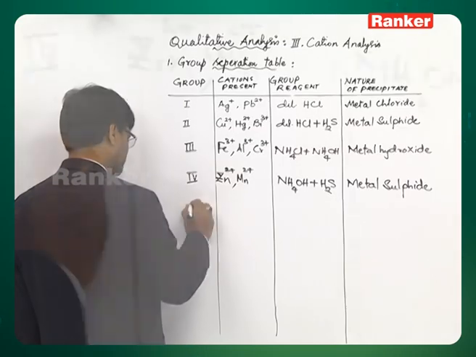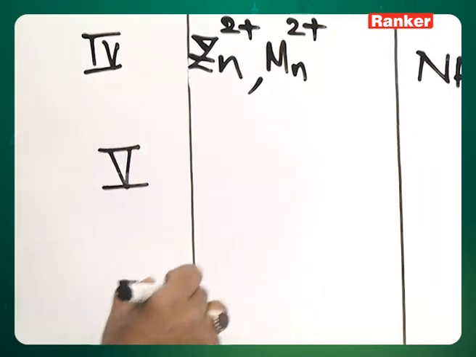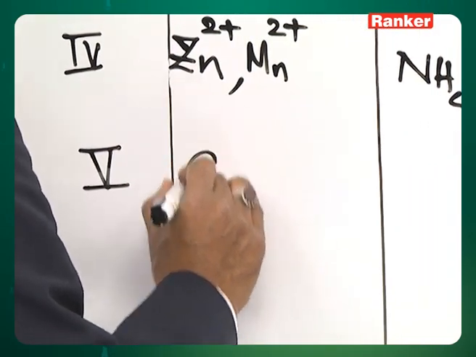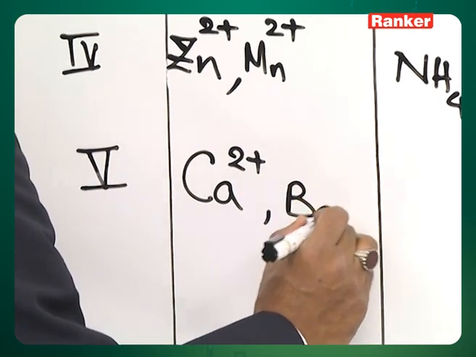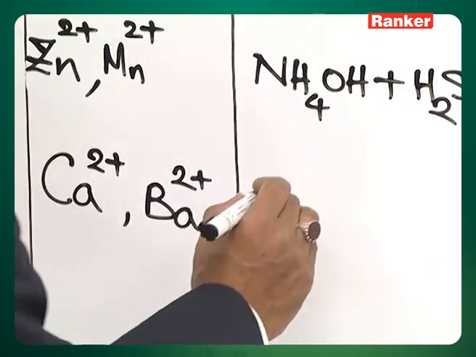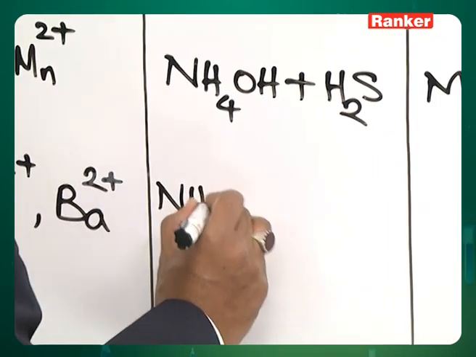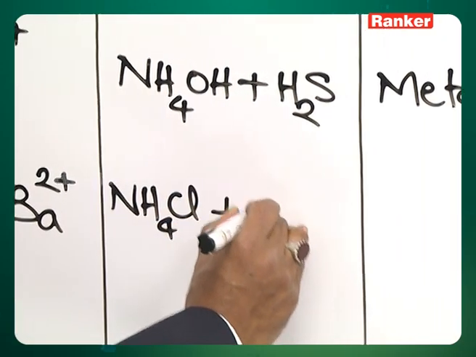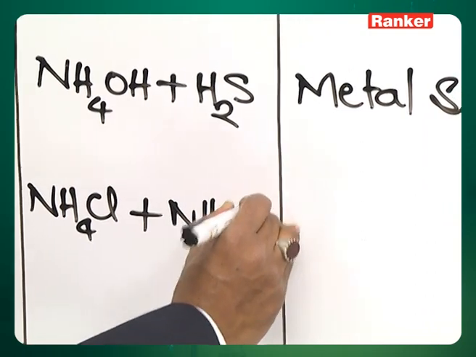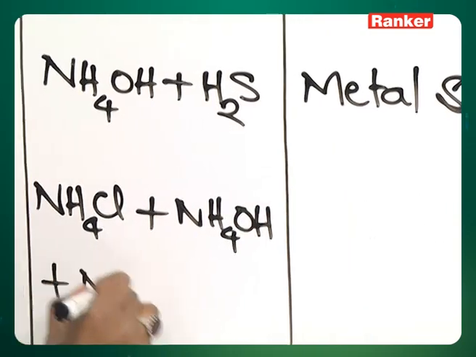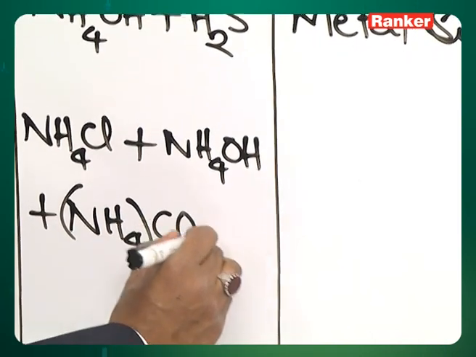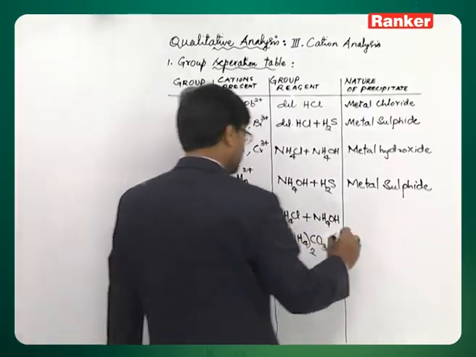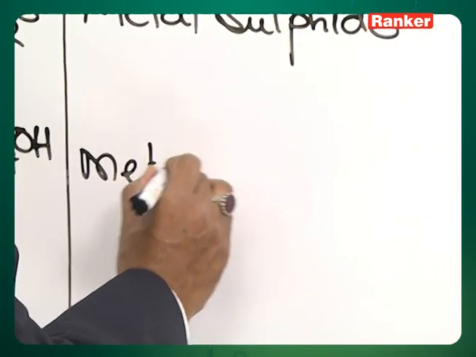Group 5. This consists of Ca2 plus and Ba2 plus. The reagent is a mixture of ammonium chloride, ammonium hydroxide and ammonium carbonate, and the precipitate is a metal carbonate.